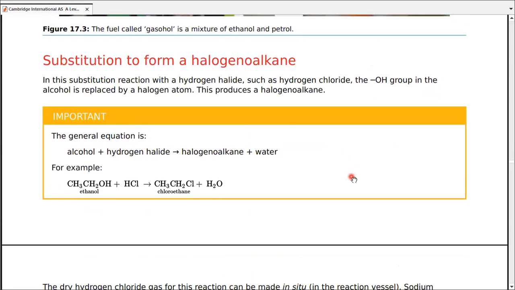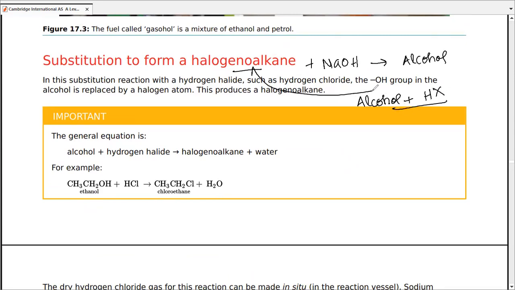Moving on, substitution to form a halogen alkane. Now this is the exact reversal of what happened before. In the previous reaction, you took a halogen alkane, you reacted it with NaOH, just like we showed on the previous page, and you converted it into an alcohol. Now, if we want to go back, we take the alcohol, we react it with HX, whichever halogen alkane we'd like to form, and there you go. Boom, you have the halogen alkane.